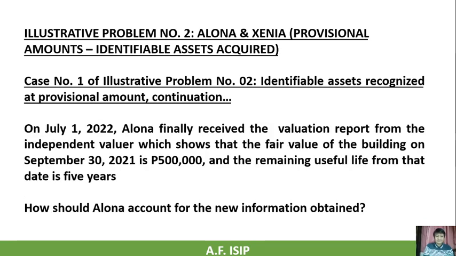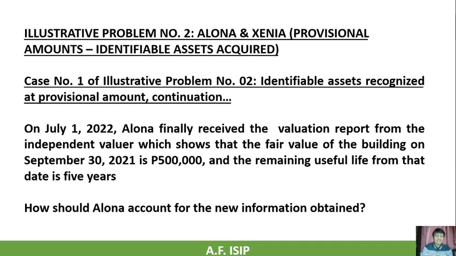Let's continue. On July 1, 2022, take note of the date. The business combination happened September 30, 2021. The financial statements cut-off date is December 31, 2021. Now, on July 1, Alona finally received the valuation report from the independent valuer, which shows that the fair value of the building on September 30, 2021 is 500,000 and the remaining useful life from that date is 5 years.